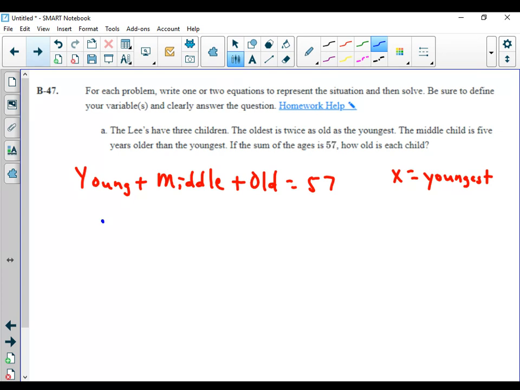So if x is my youngest, let's figure out the middle. Well, I said the middle was 5 years older than the youngest. So I'm going to have x plus 5. They said the oldest was twice as old as the youngest. So that's going to be 2x. And they wanted the sum of those. I'm going to add all those. So that might be a possible equation that we have in order to solve this. Then from there, you just go through it and figure out your value for x.